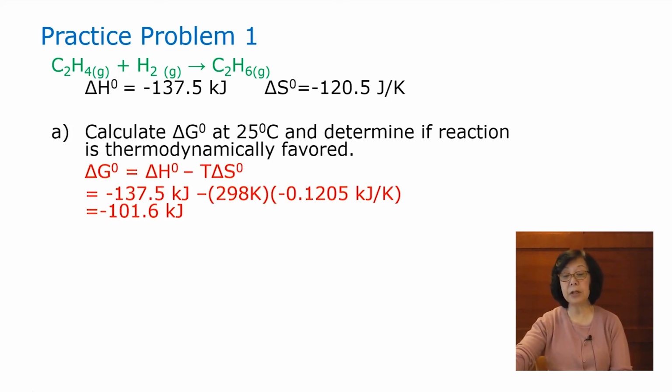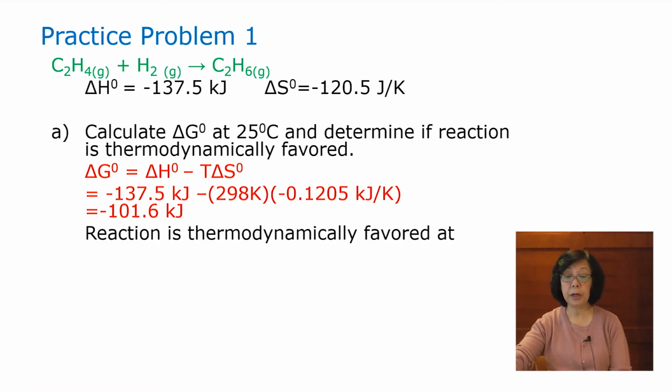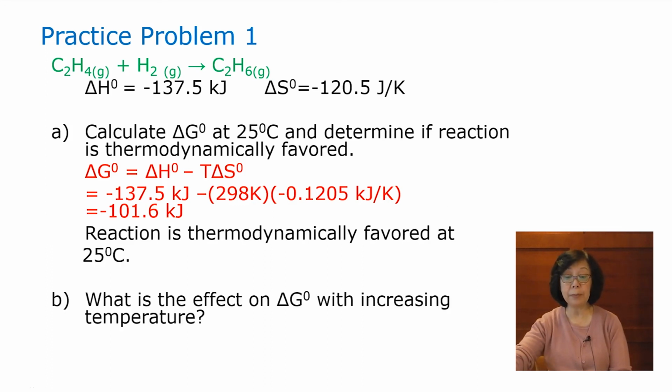So now we plug it into the equation. One caution to students is that the entropy change is in units of joules, while the enthalpy change is in kilojoules. So we must convert the entropy change into the same unit as enthalpy, kilojoules, by dividing the entropy change by 1,000 before you add up, otherwise you get the wrong value. So the delta G0 is calculated as negative 101.6 kilojoules. The reaction, therefore, is thermodynamically favorable at room temperature.